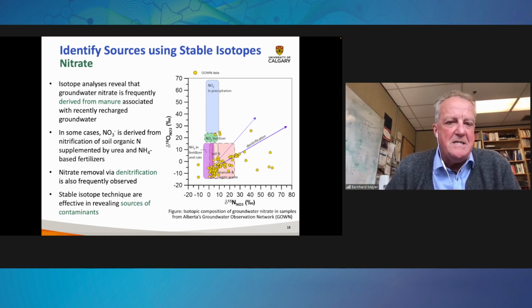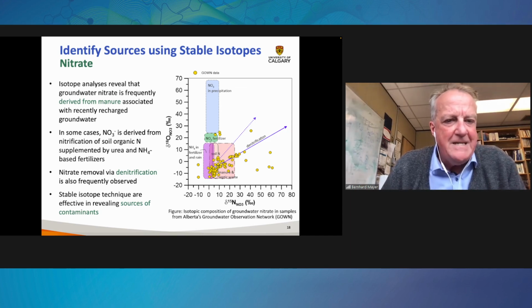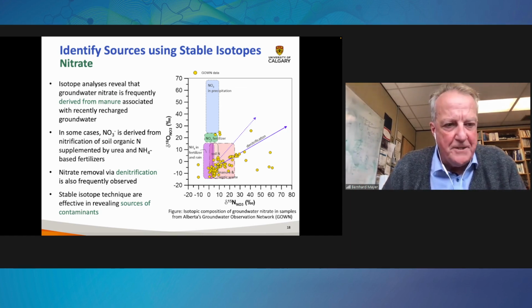In some cases, we also see that soil-derived nitrate is a source, and the soil in agricultural watersheds is often supplemented by urea and ammonium-based fertilizers. In addition, we see that some data points fall to the right-hand side of the boxes which are plotted, and that is clear indication that denitrification is occurring in this watershed.